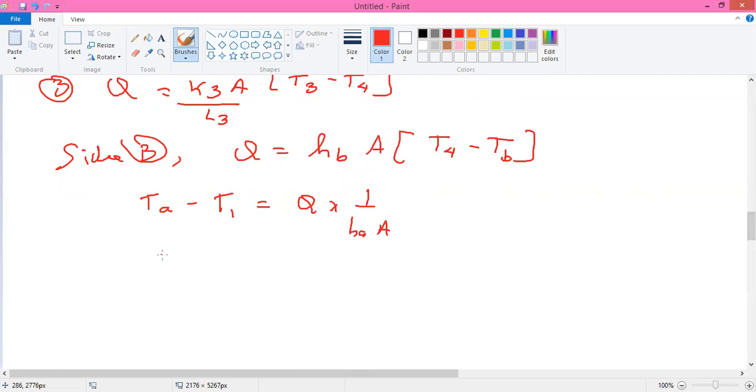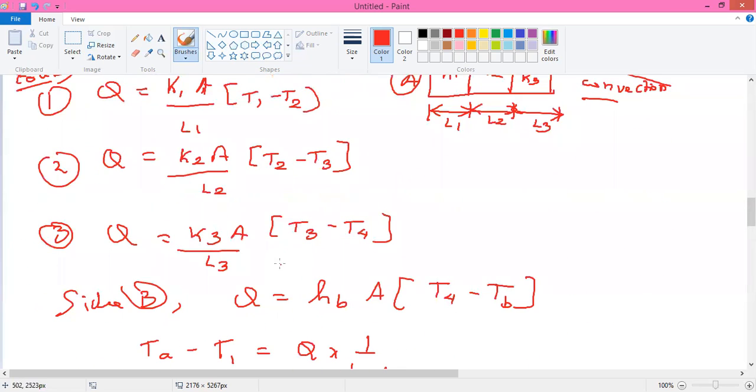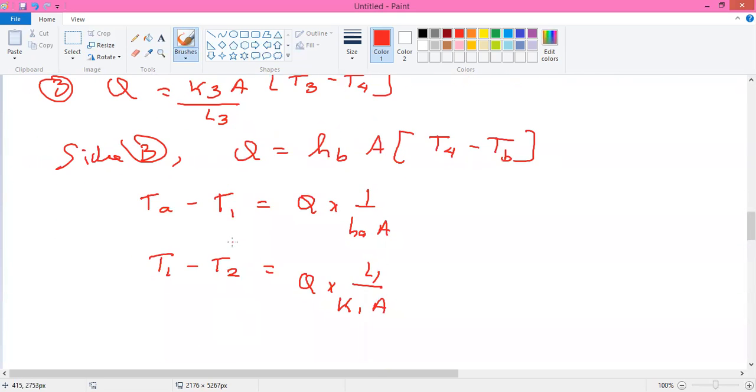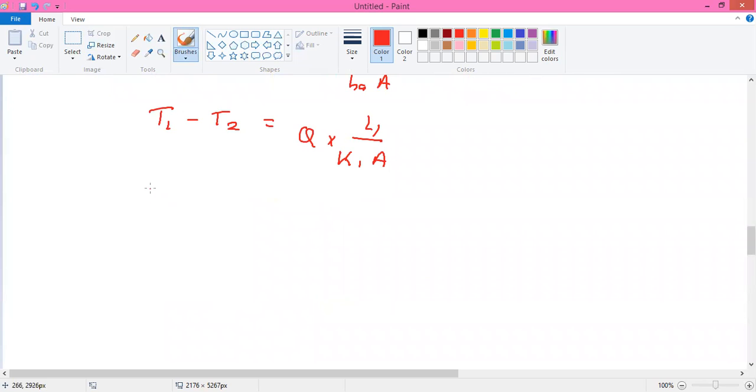And again, similarly, all the equations are written as T1 minus T2 equal to Q into L1 divided by K1 into A. So T1 and T2 should be put separately, and on the right-hand side we put L by K into A. So write all the equations similarly with respect to temperature.